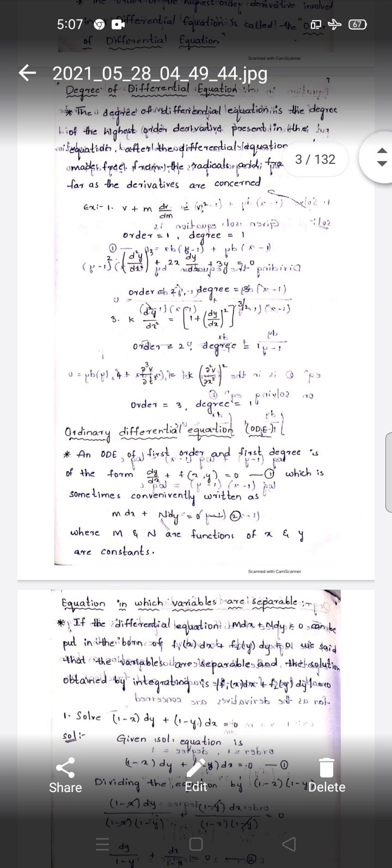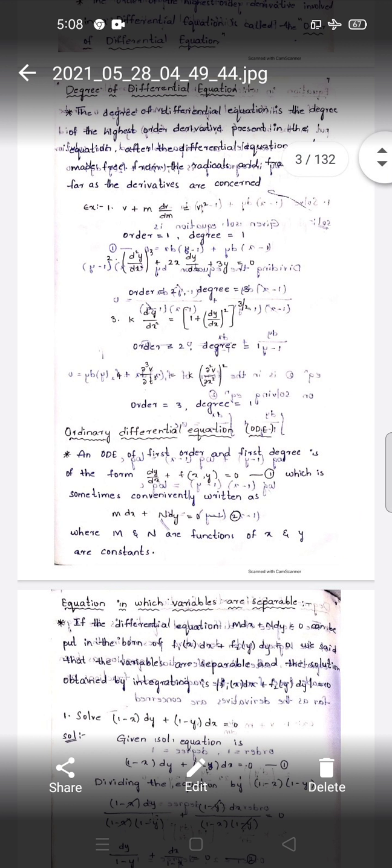So the order of differential equations and the degree of differential equations. Given an equation, how do we find the order and degree? So next, the topic is ordinary differential equation.